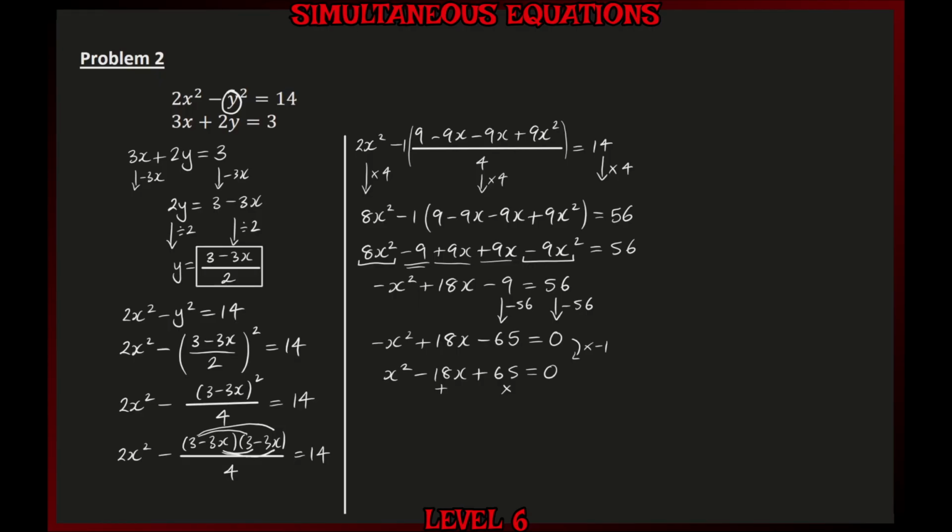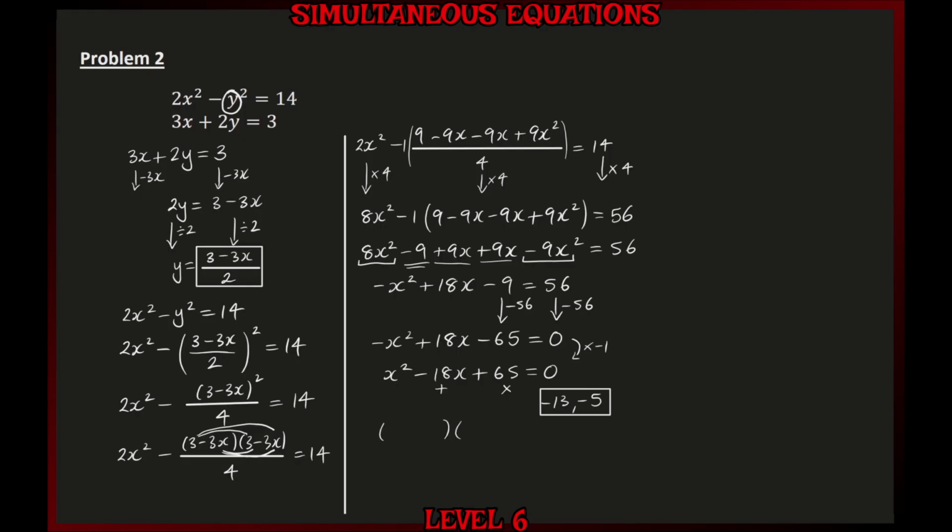And two numbers do exist, they're quite tricky to find. They are -13 and -5. Because -13 multiplied by -5 is 65, and -13 plus -5 is -18. If you couldn't find those numbers, you could just use the quadratic formula or even complete the square and solve it. But since we have those two numbers, we can factorise.